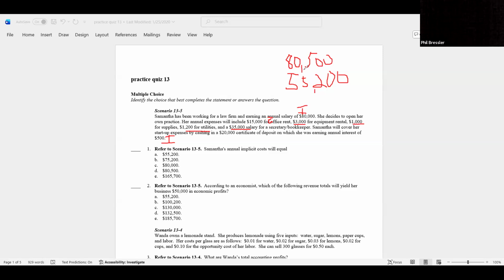So Samantha's annual implicit cost would equal D, 80,500. Now they might ask on the actual quiz, Samantha's accounting cost, that'd be 55,200. They might ask a total cost for an economist, that would be 135,700. Okay. So I wanted to just get that on that scenario. Now let's scroll down, hopefully get the second one.